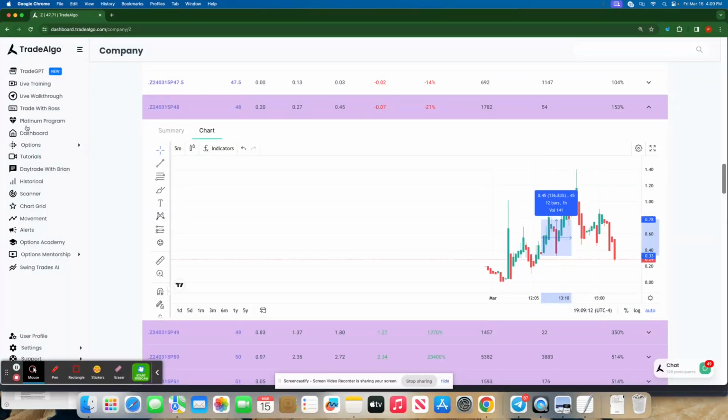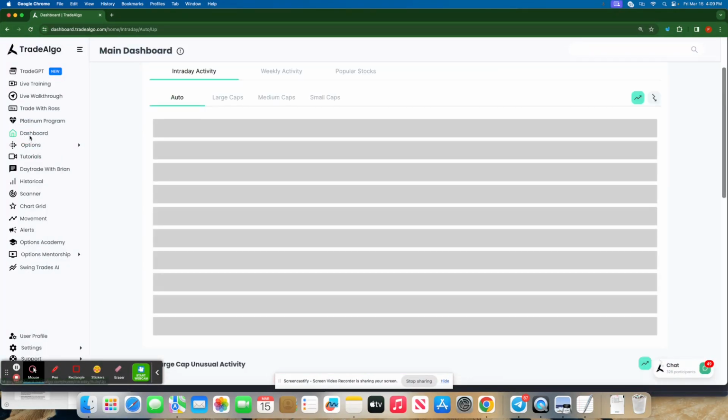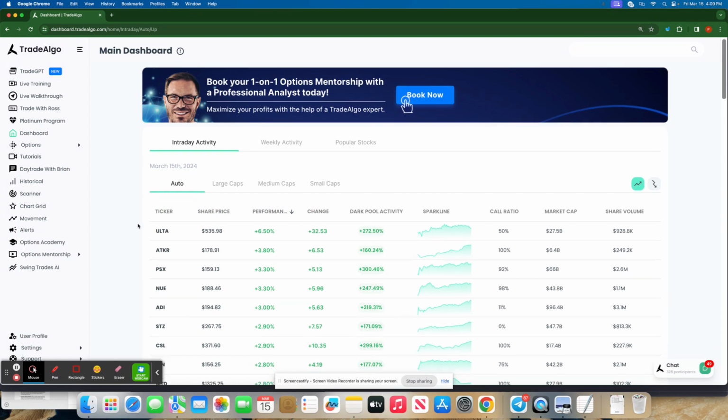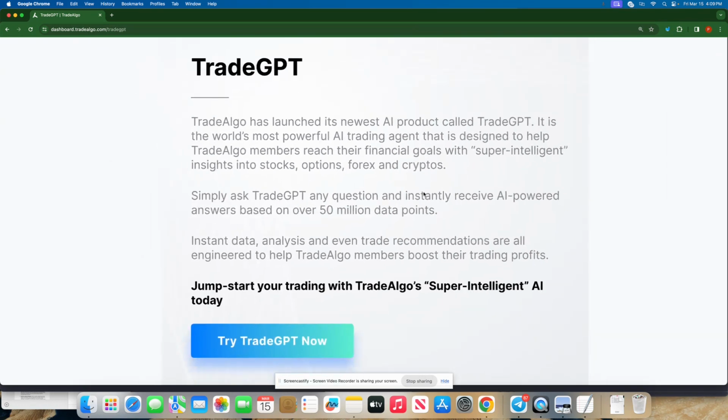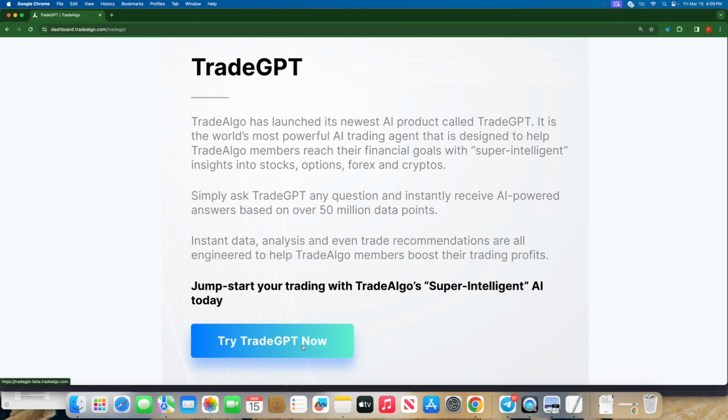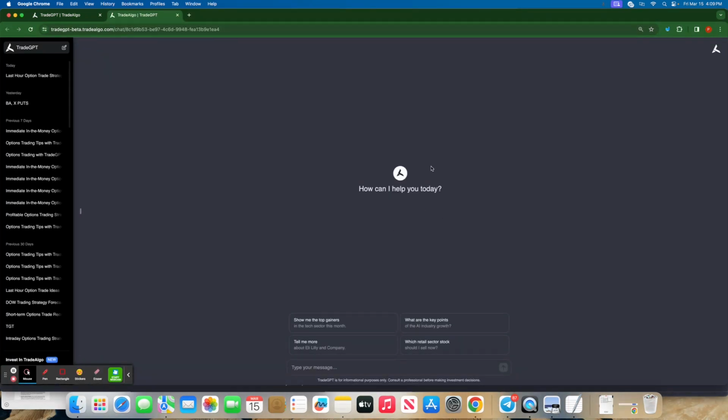But TradeAlgo is going to make it easy breezy for you every single day. We're going to show you exactly the money and tell you exactly what to do. We're happy to announce TradeGPT. TradeGPT is our open language model for the stock market, where you can go and ask a 50 million data point search any question you might have in the market.